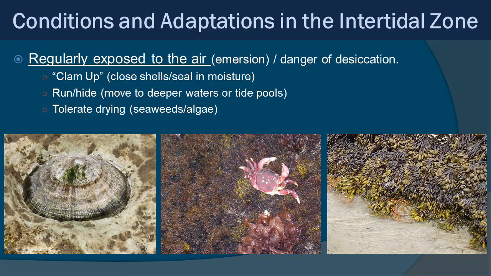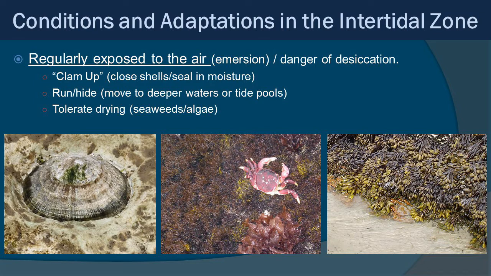First, there's this idea called clamming up. This is where you close the shell or seal in moisture. Now, you can see on the picture on the left is a limpet, and it's sealed onto the rock. And this is a good way to clam up, if you will, where it seals itself onto the rock. That way it retains the moisture inside its shell and inside the body and against the face of the rock.